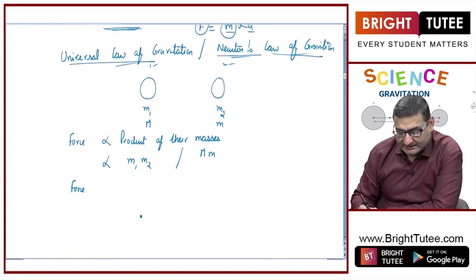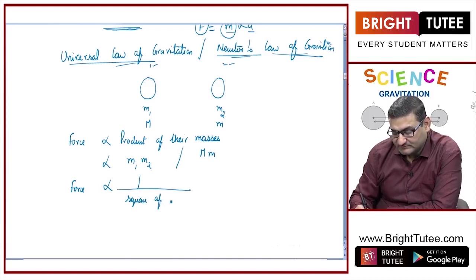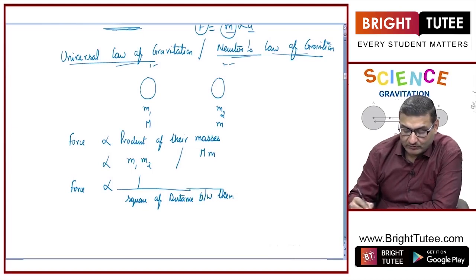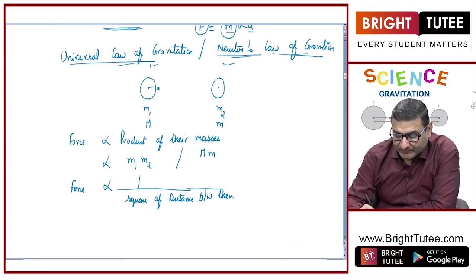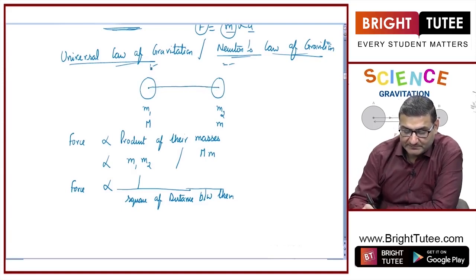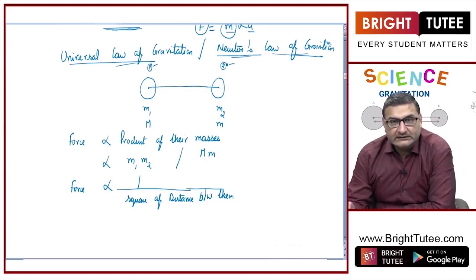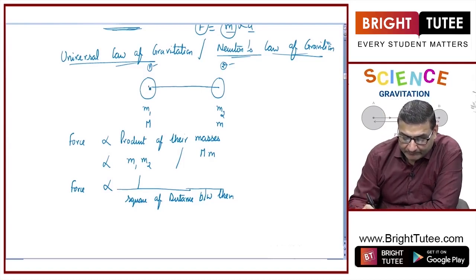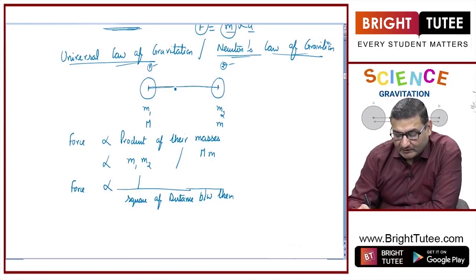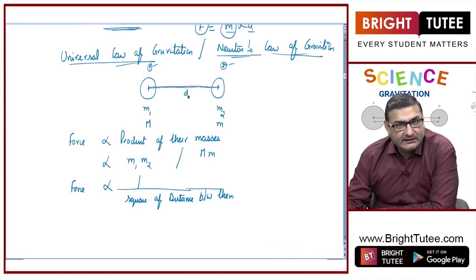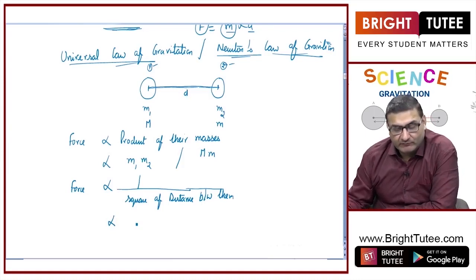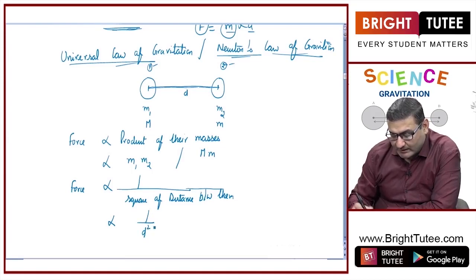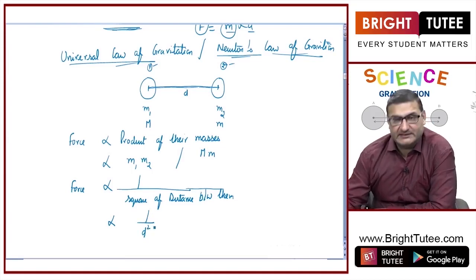And one more thing he said is that this force is inversely proportional to the square of the distance between them, and this distance is taken along a straight line joining the midpoints of these two objects. So, if this is object number 1 and this is object number 2, then the distance that we will be considering is from the midpoints of these two objects and along a straight line. Let this distance be denoted by small d. So, as per the universal law of gravitation, the force is inversely proportional to the square of the distance between these two objects.